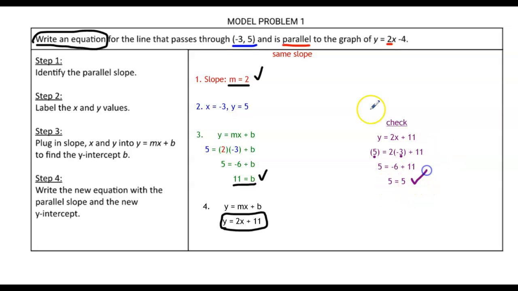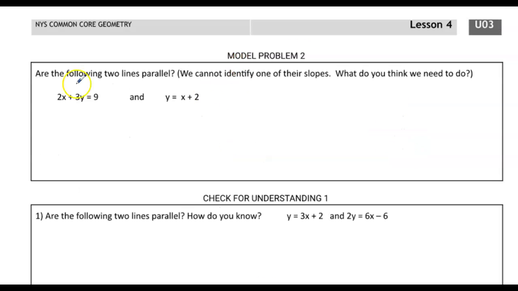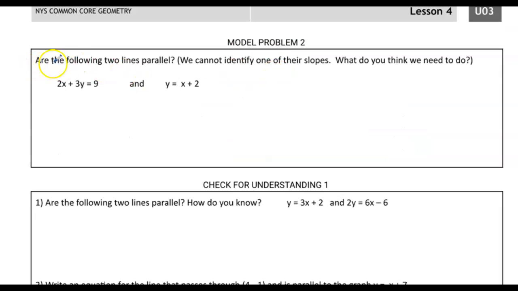What this means is that this point does in fact lie on this line. In other words, this line is a set of points, and (-3, 5) is one of those points. Great. Moving along to model problem number 2. This question asks us if the following two lines are parallel.